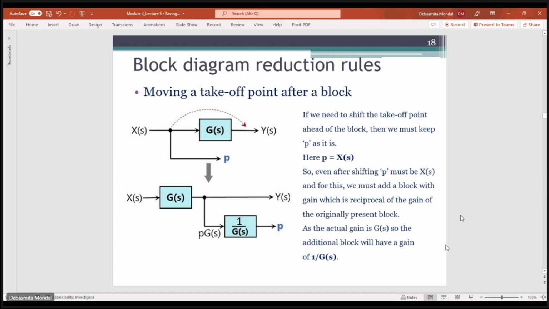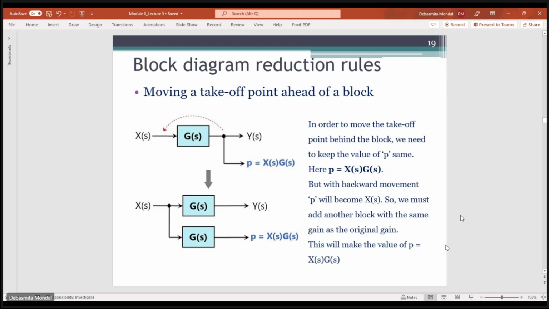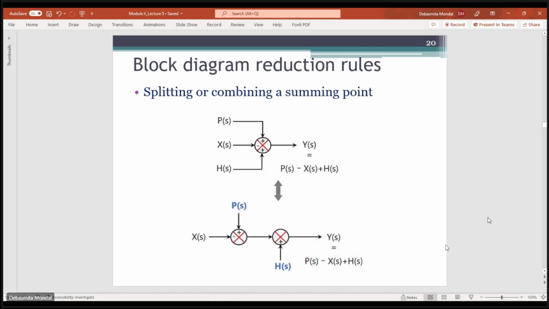So this is another reduction rule. Similarly, if you want to bring a takeoff point ahead of a block, you have to add a block equal to G(s), which is the transfer function of the block before which you are taking the takeoff point. Okay, so these are the different rules that you need to keep in mind while you are doing block diagram reduction.